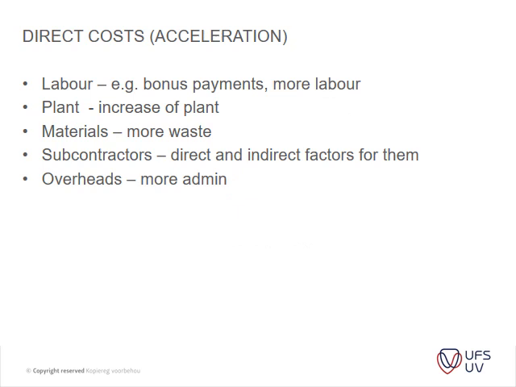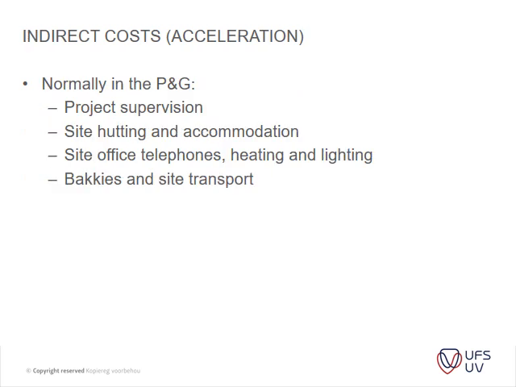Then we look at our direct costs. You've got our labor, e.g. bonuses, and more labor is needed if you accelerate. Your plant, you need to increase your plant. Material, more waste is produced. Subcontractors, direct and indirect factors for them, overheads and more admin, etc. So these are items that contribute to your costs.